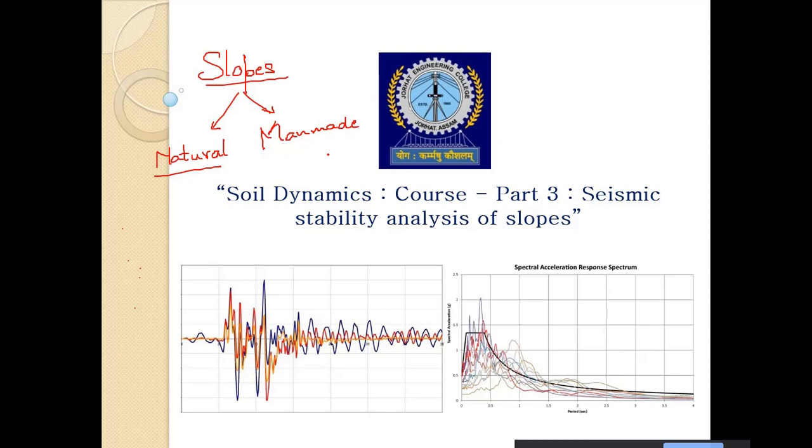Then obviously man-made. Now man-made may even be a cut slope. In a hill slope, we make a cut; even that we can consider man-made. But apart from that, one of the most critical and most discussed subjects as far as stability analysis of slopes is concerned is basically of the embankment type.